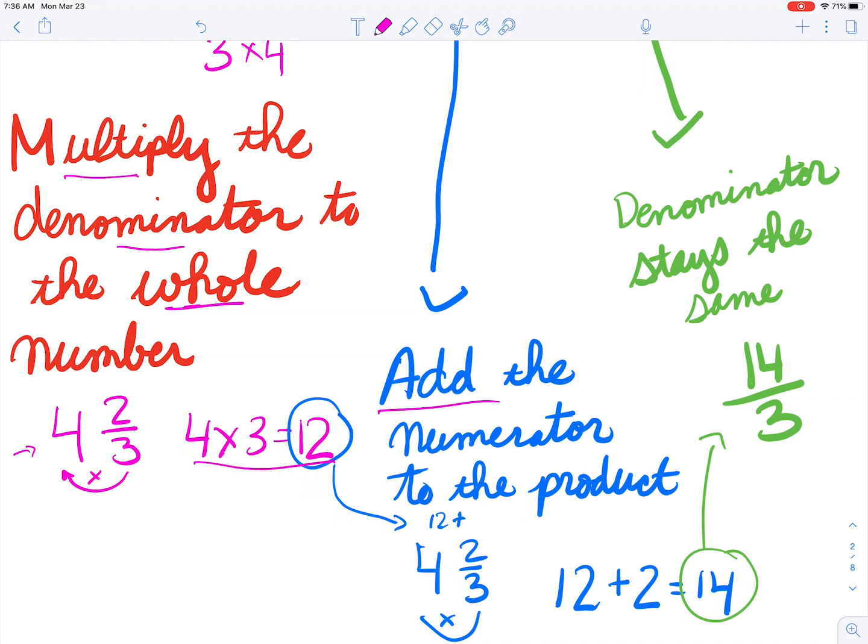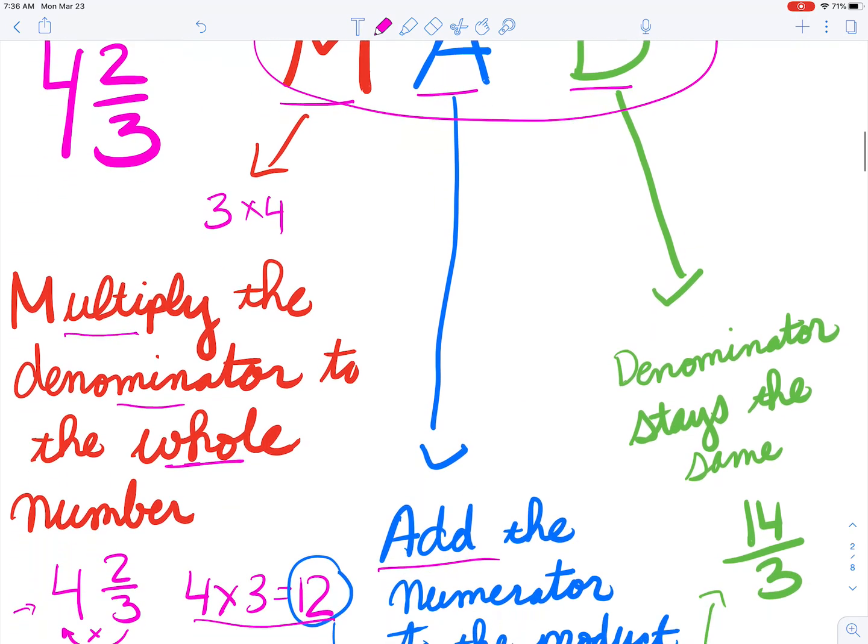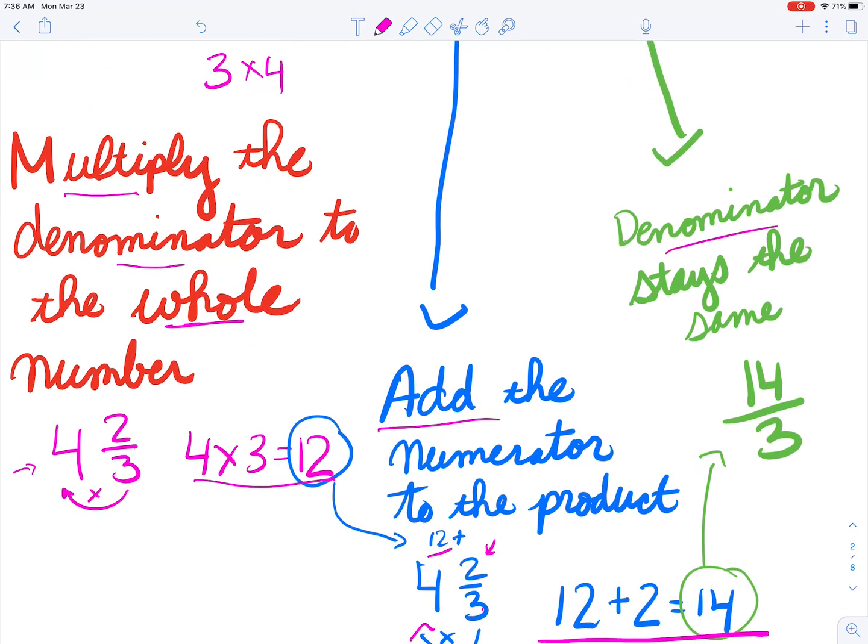For the add part, I'm going to take the product 12, which I got from multiplying the denominator to the whole number, and then I'm going to add that product to the numerator, and I'm going to get 14. The last part of the acronym is D. D stands for the denominator part. Well, the denominator will just stay the same, 3, as it was in the original problem. And my new numerator will be 14.